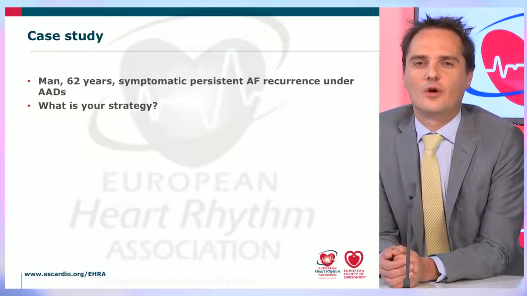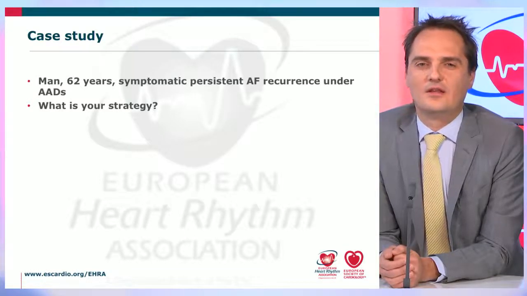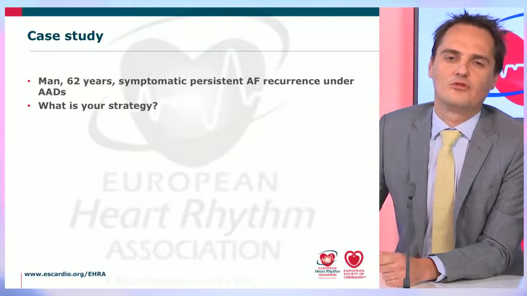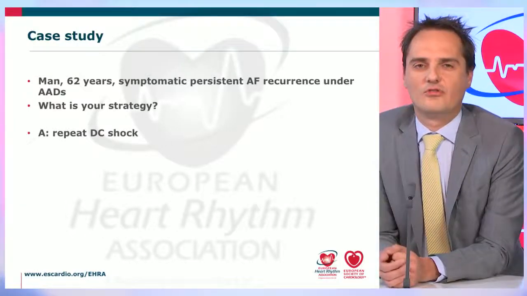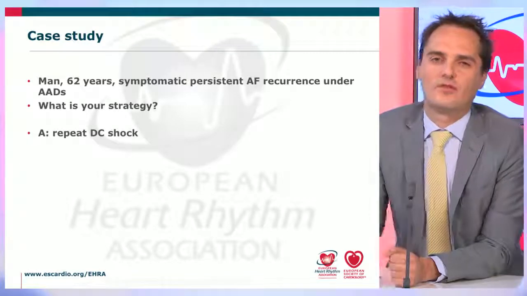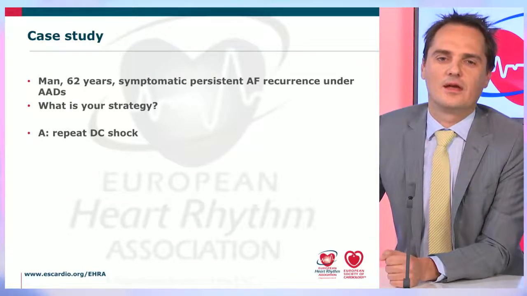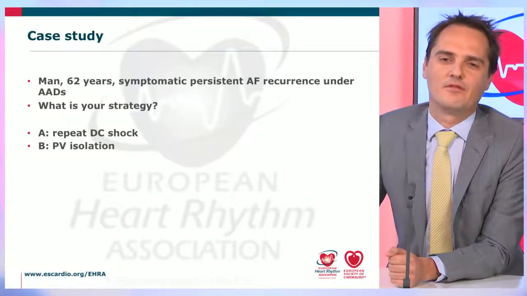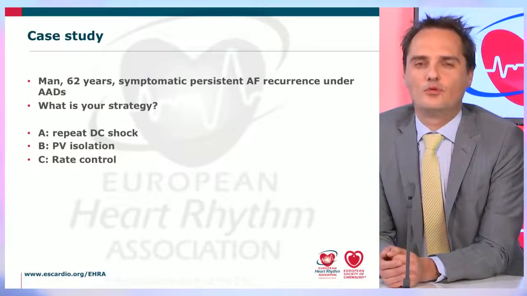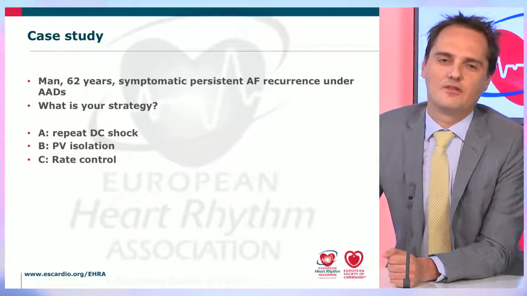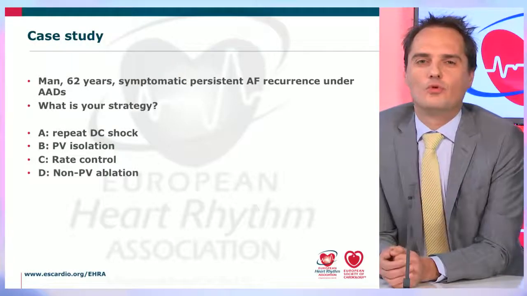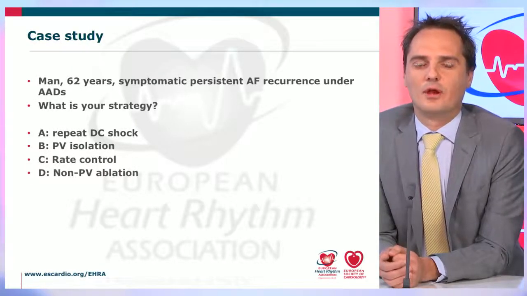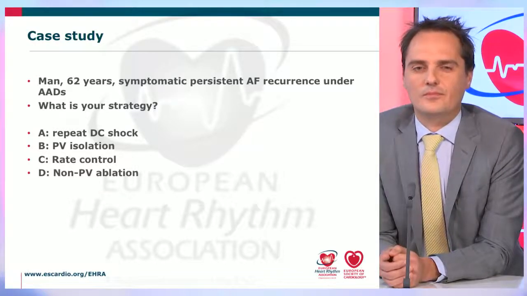So as a question to the audience, I would like to ask, what is your strategy in this clinical vignette, which you should be able to recognize, which is not so uncommon? A, would you repeat the DC shock and see if you can win again a few months for this patient? B, would you perform a pulmonary vein isolation? C, would you offer rate control to the patient? Or D, would you consider non-pulmonary vein ablation?